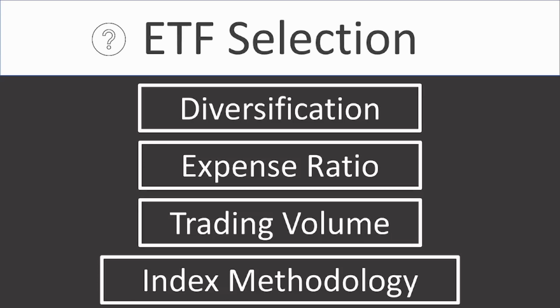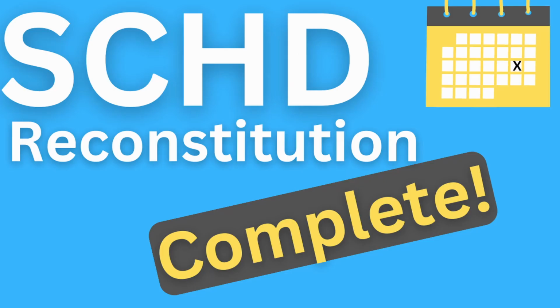ETFs with higher trading volume tend to be more liquid, which can make it easier to buy and sell shares at the desired price. However, higher trading volume doesn't necessarily guarantee better performance. It's important to understand the index methodology used by each ETF, as this can impact its performance and risk characteristics. So for example, SCHD, the Schwab U.S. Dividend Equity ETF, follows the Dow Jones U.S. Dividend 100 Index and goes through an annual reconstitution to determine which companies will remain a part of the ETF. I recently did a video outlining the most recent changes to SCHD, and you can watch those after you finish this video. I'll link it in the comments below.